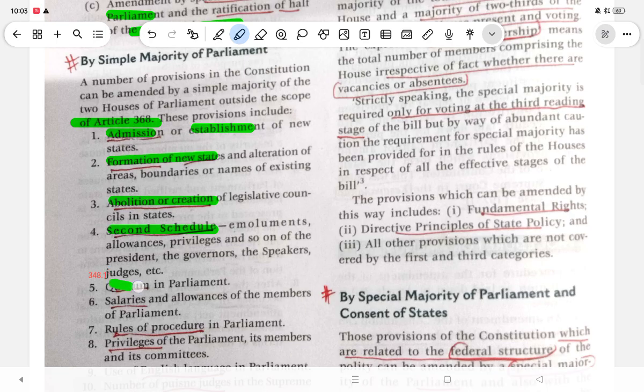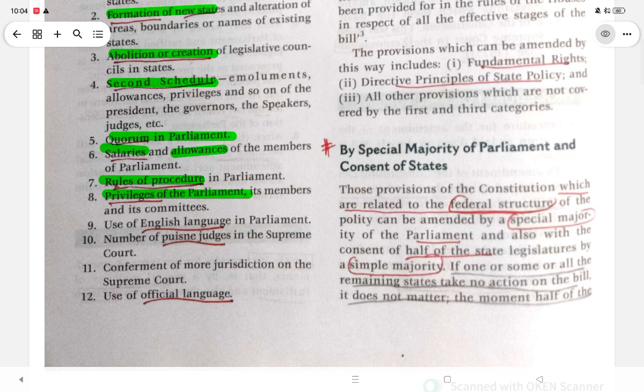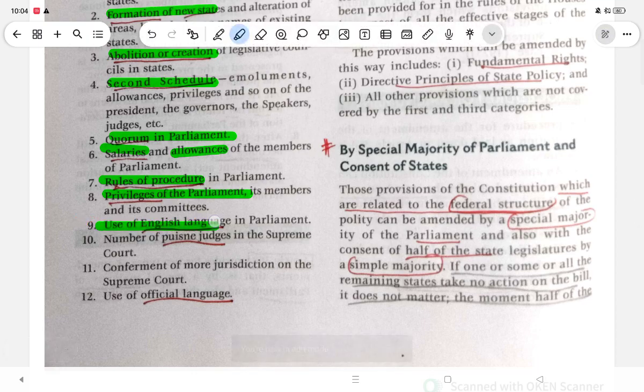Fifth, quorum in the Parliament. Sixth, salaries and allowances of the members of Parliament. Seventh, rules of procedure in Parliament. Eighth, privileges of the Parliament, its members and its committees. Ninth, use of the English language in Parliament. Tenth, number of puisne judges in the Supreme Court.